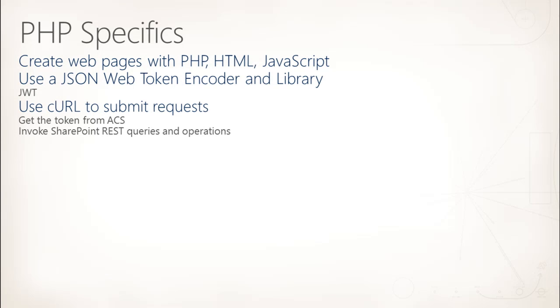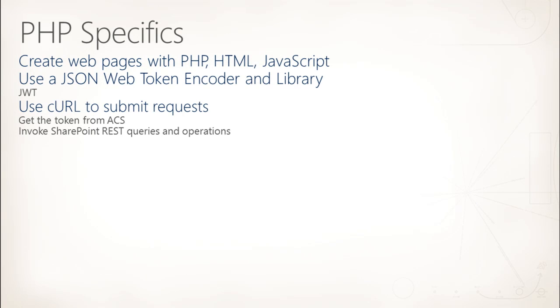The other thing you're going to need to do to enable this access pattern, though, is you're going to have some kind of JSON web token encoder and decoder library, because you're going to have to make your calls from the PHP page back to that ACS server, as I talked about. It was like steps 6 and 7 back in that big, long flow.